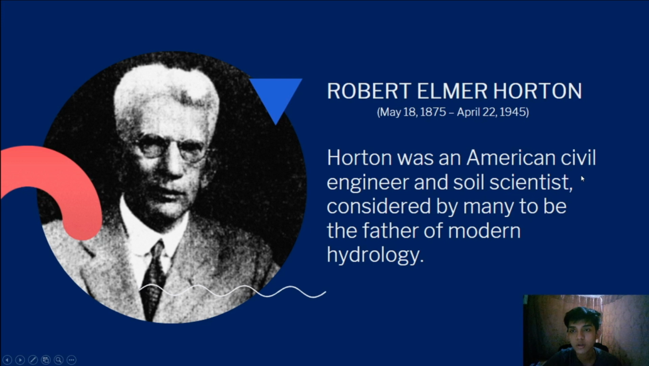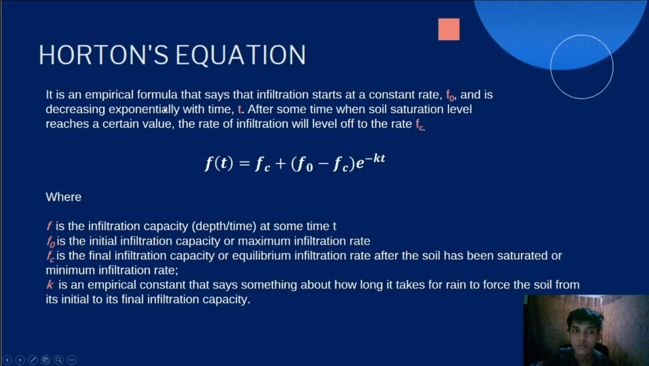Robert Elmer Horton, May 18, 1875 to April 22, 1945. Horton was an American civil engineer and soil scientist considered by many to be the father of modern hydrology. Now we will proceed to the Horton's equation that was made by Mr. Robert E. Horton. It is an empirical formula that says that infiltration starts at a constant rate f naught and is decreasing exponentially with time t.